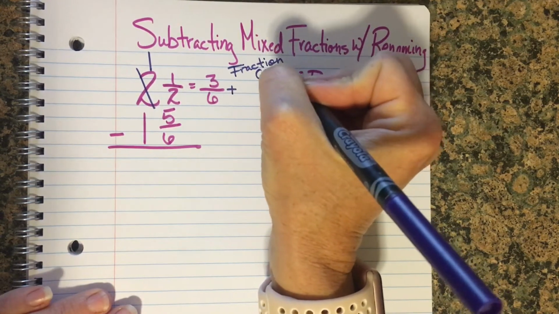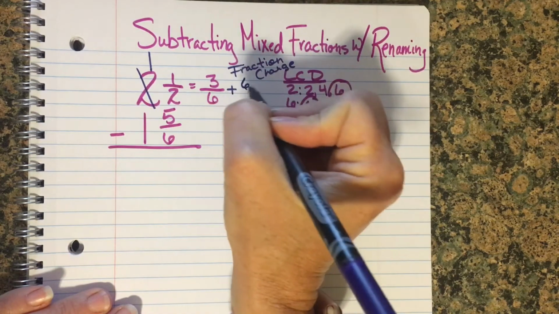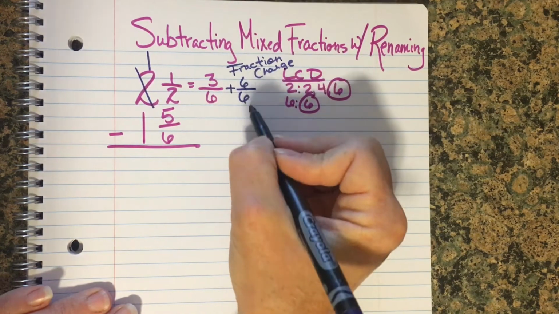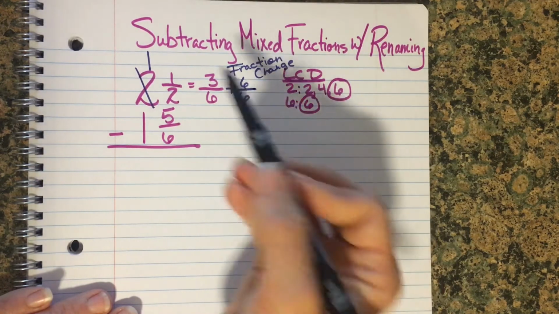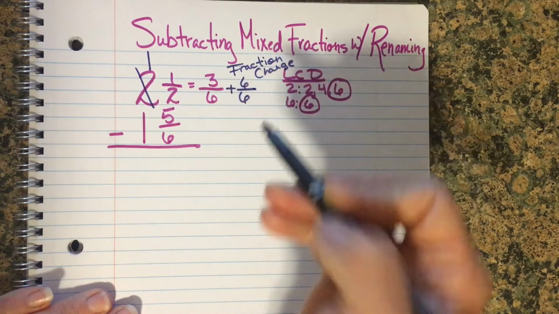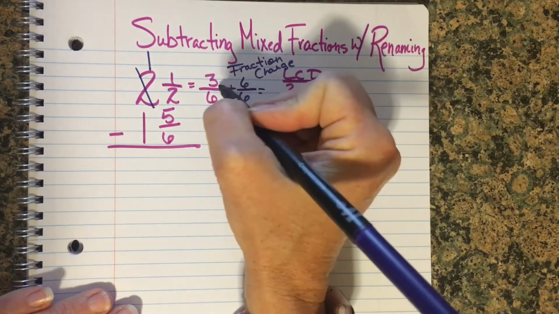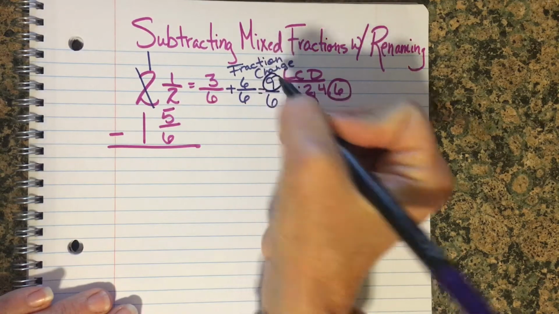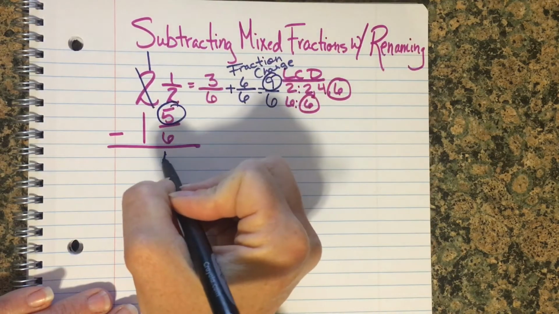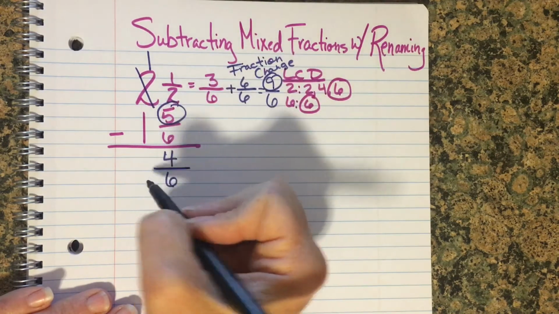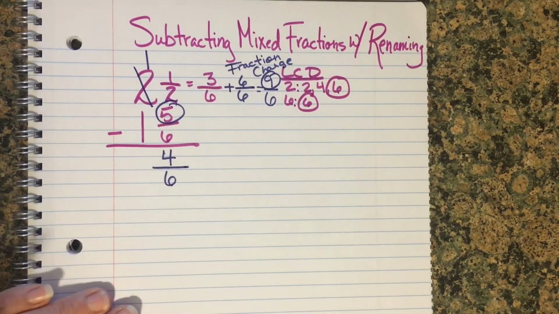So on this one, my fraction change would be 6/6. Whatever my denominator is, that's what I want to put for my numerator and denominator. I'm changing 1 whole into 6/6 so I can have it jive with this other piece here. 6 plus 3 is 9/6, and now I do 9 minus 5, which is 4/6. 1 minus 1 is 0, so I don't have to put anything there.